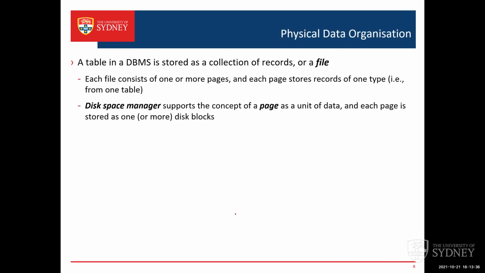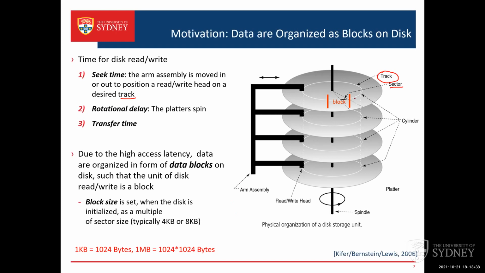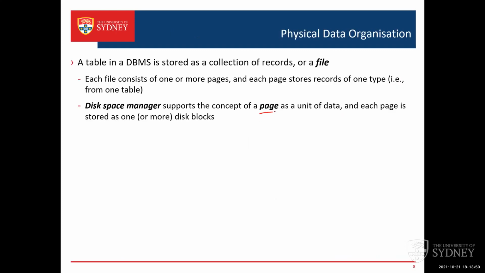Yeah, so we have this idea of a block now, that several sectors make up a block. A block might still be very small. So when we combine a few blocks together, that thing is known as a page. So all the data that we have in a table is stored in a page. A page simply means a collection of one or more blocks.